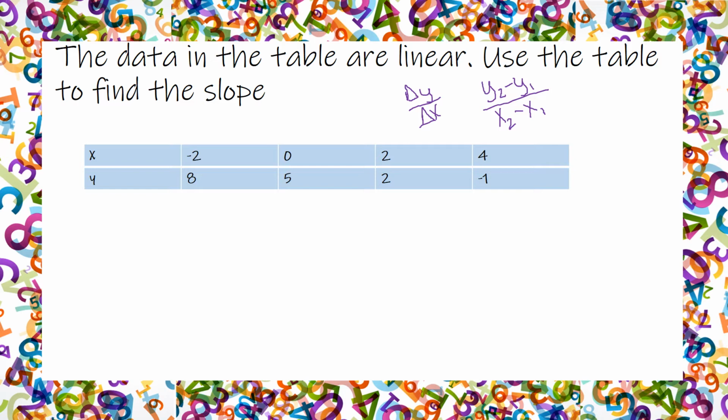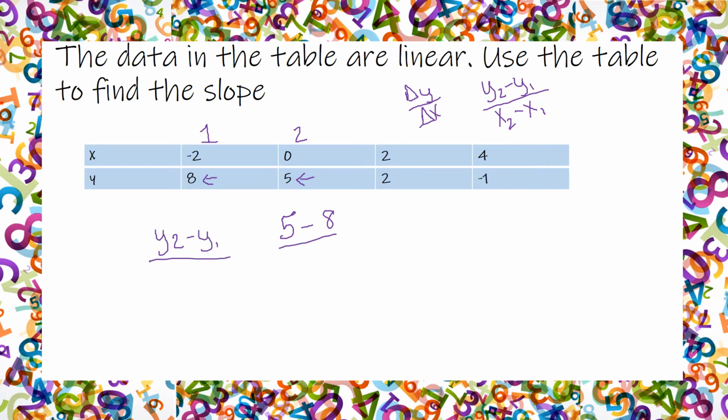So I always pick a pair, and I'm just going to say, this is my first pair, this is my second pair. It does not matter which one you pick to be your first, which one you pick to be your second. Okay, but I'm going to say y2. So that means my y in my second pair. So that's this one. That's my y value in my second pair, minus my y value in my first pair. That'd be this 8. So that's y2 minus y1. That's on top.